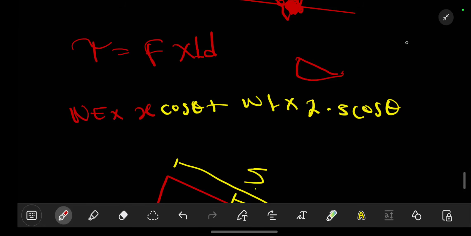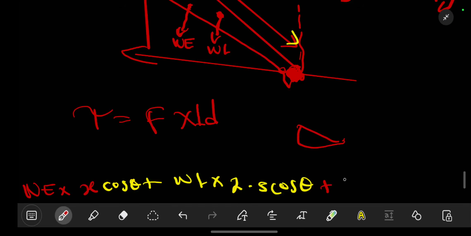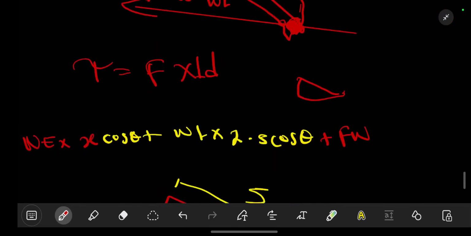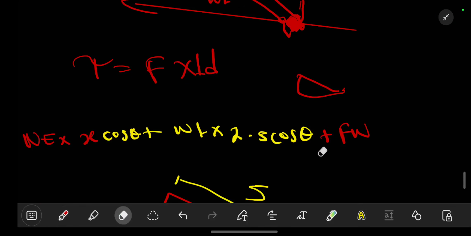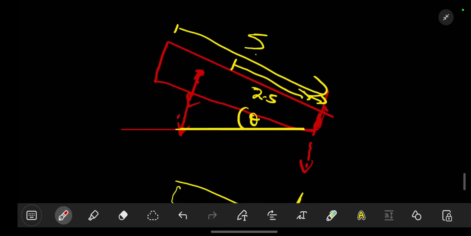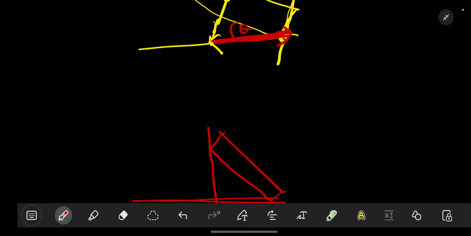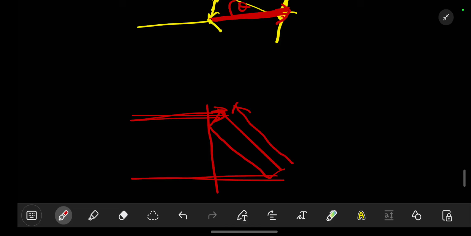Then last but not the least, we have the force on the wall. So we are going to say the force on the wall, minus, since it's in the other direction, minus the force on the wall times the distance, which is our 5. As you can see, the ladder is acting at a point 5 meters from the pivot, because the distance from here up to here is 5.